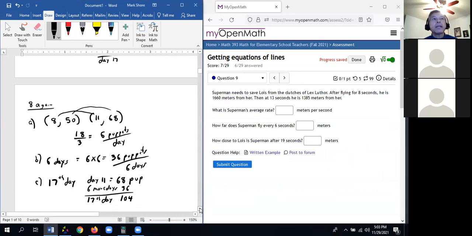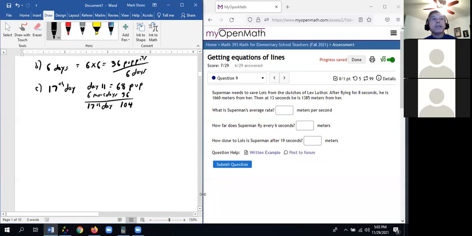These are the same type of thing, again with slope. So it says, what is Superman's average rate? So this is another ratio of how far he is from somebody. So we can take a look at it here. On 9, it says Superman needs to save Lois from the clutches of Lex Luthor after flying 8 seconds. So 8 seconds.